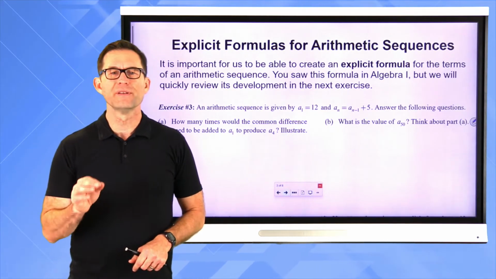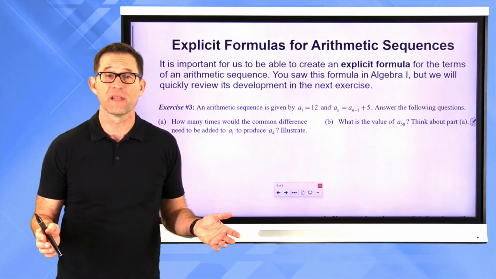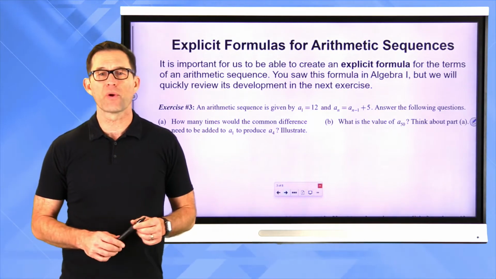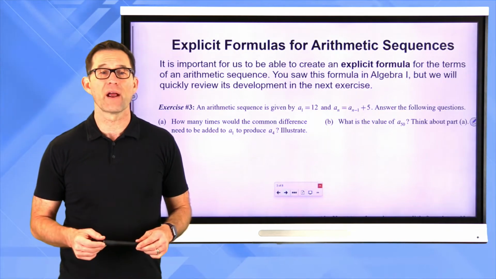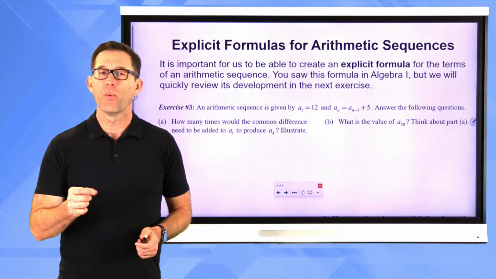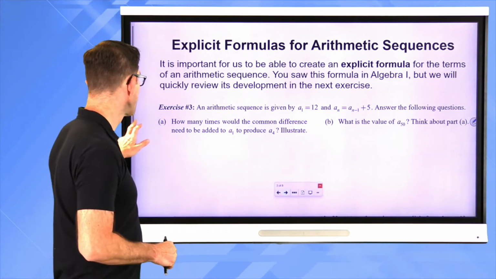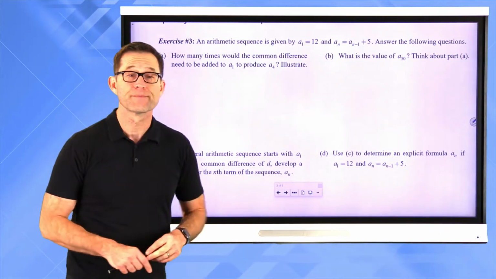Let's talk about explicit formulas for arithmetic sequences. Now, we talked about explicit formulas in the last lesson. It's important to be able to create an explicit formula for the terms of an arithmetic sequence. You saw this formula back in Algebra 1, but we will quickly review its development in the next exercise. Let's take a look at exercise number 3.